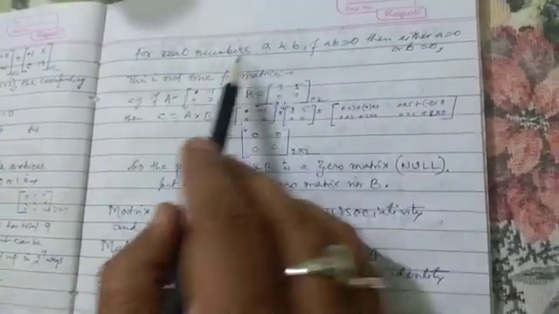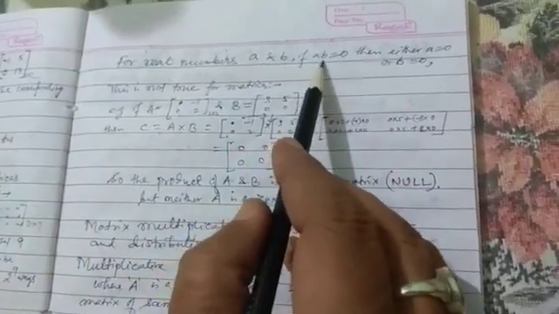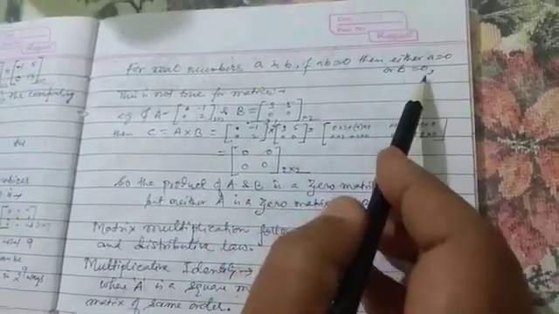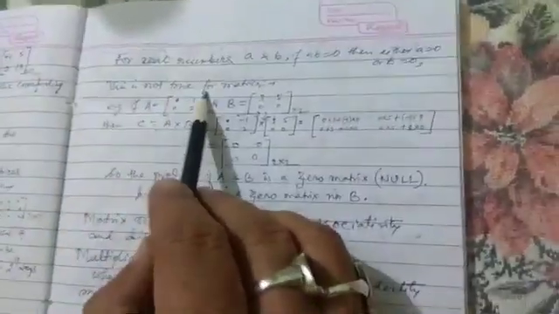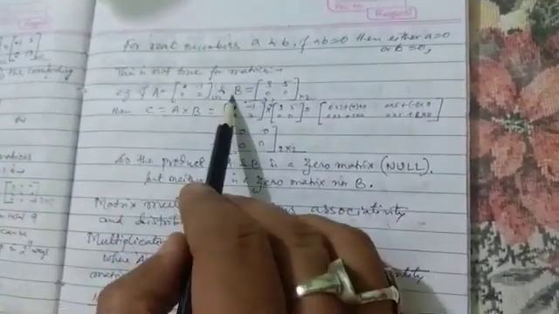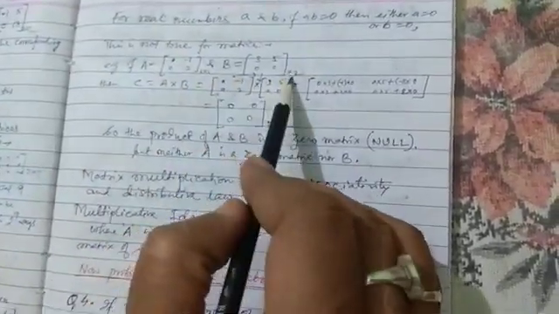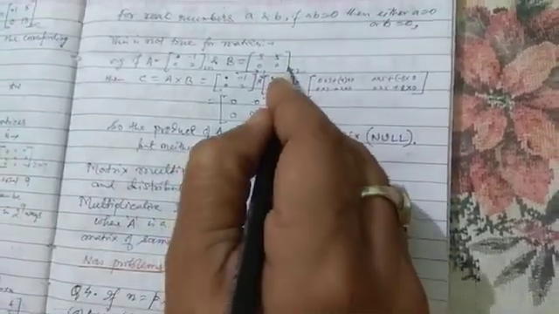Now one more interesting thing you see. We know for real numbers A and B, if the product AB is 0, then either A is 0 or B is 0. But this result is not true for two matrices A and B. Now suppose A is a matrix of 2 by 2 order, and B is again a 2 by 2 order matrix.